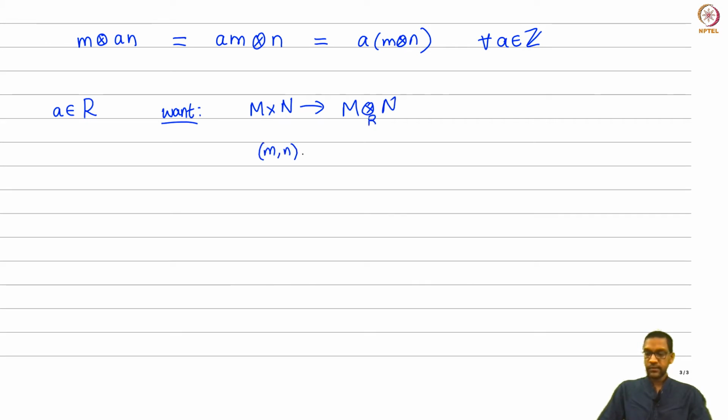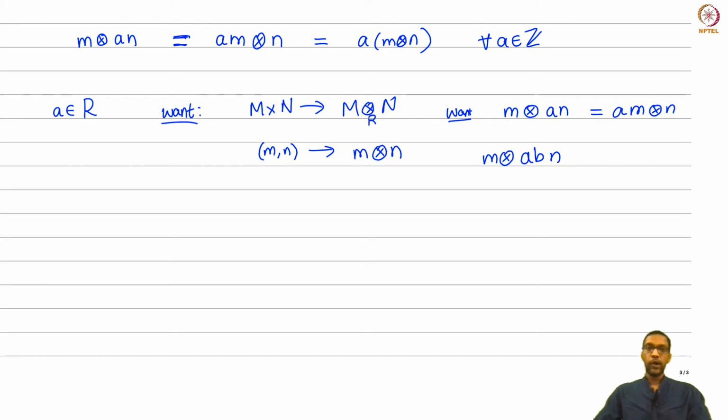So this bilinear map, I would like it to satisfy the following. Bilinearity means if I multiply N by A, then I should be able to sort of move that scalar out and move it to the first component, okay, like what was true in the case of the integers. So if this is what I want to happen, multiplying N by A is the same as multiplying M by A.